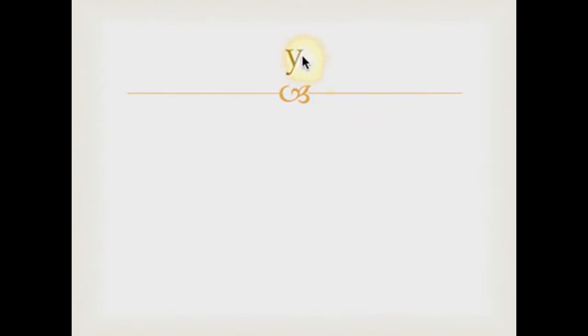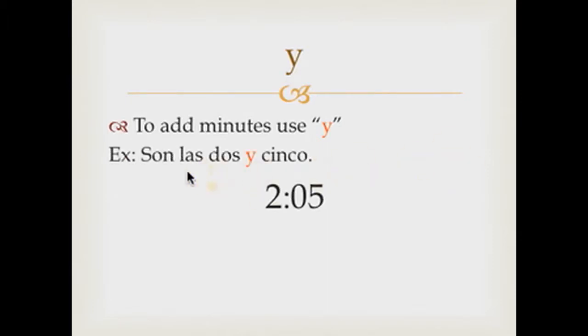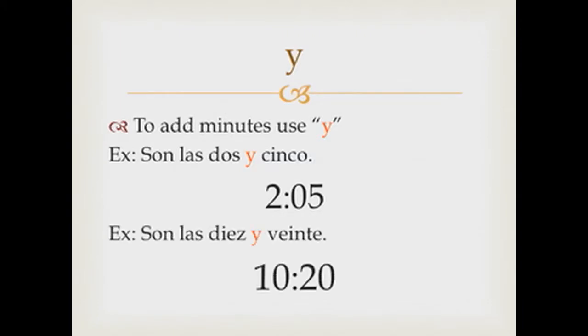Now, let's talk about adding on minutes. If you want to add on minutes, then the basic way to do that is to use y. Por ejemplo, son las 2:05. It is 2 o'clock, 2:05. There are 2 hours and 5. Son las 10:20.